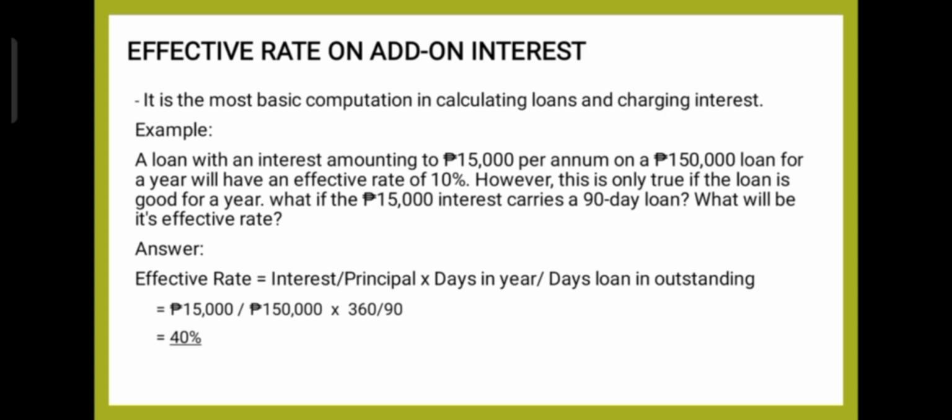So, here's the formula na gagamitin natin para makuha yung effective rate sa add-on interest. Effective rate is equals to interest over principal multiplied by days in year over days loan in outstanding. So, 15,000 pesos is the interest over the principal, which is 150,000 pesos multiplied by days in year, the 360 over the days loan in outstanding, which is the 90 days. Then, the answer na makuha natin is 40%.